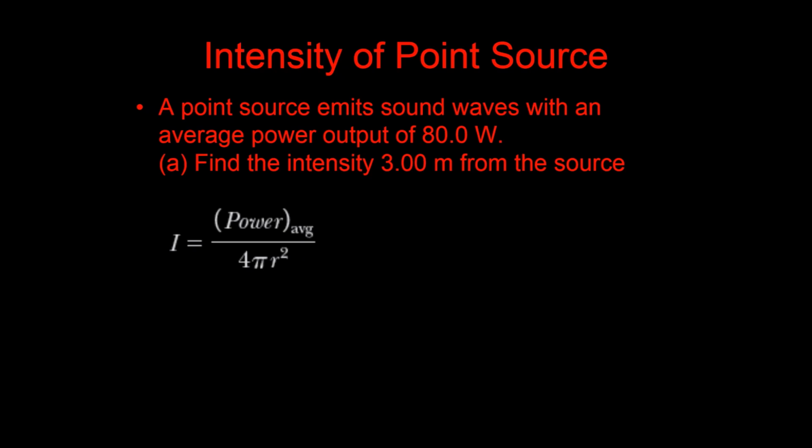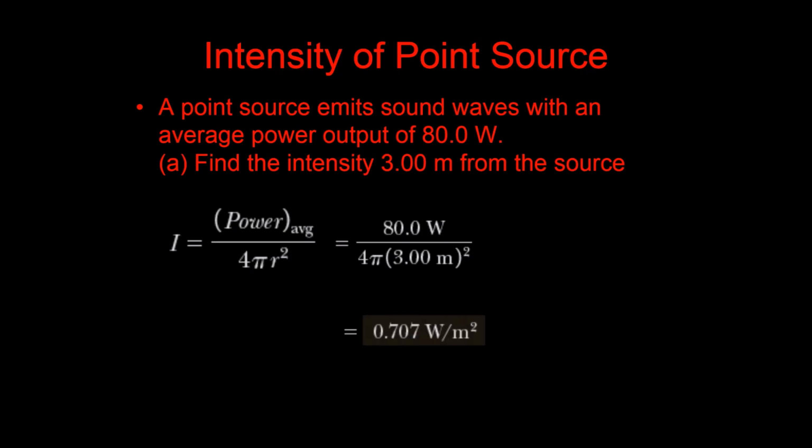Remember, our intensity was power per unit area. So I is our power over 4 pi r squared. Relatively simply, r is 3 and our power is 80. So we can just divide these out and get 0.707 watts per square meter.